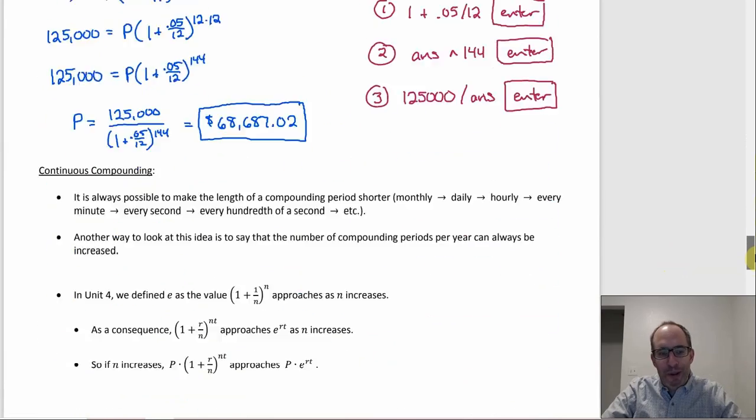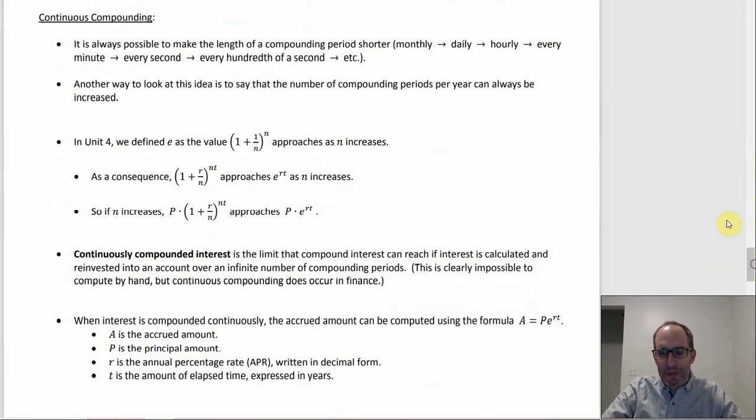But at some point, it's kind of not worth it to keep breaking down the year into these fine little tiny intervals. So it's always possible to do that, to make the length of a compounding period shorter. And then I kind of put it in parentheses where they just keep getting shorter and shorter and shorter, right? Every day, every month, every day, every hour, every minute, second, hundredth of a second. You could keep going if you really wanted to.